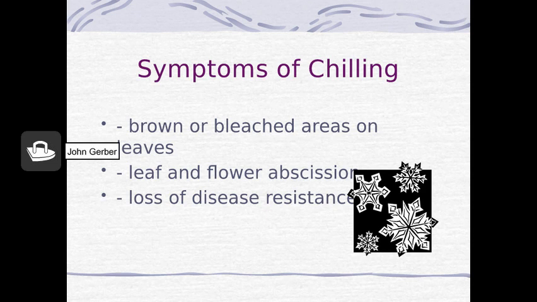Chilling rather than freezing injury happens at temperatures above the freezing temperature. Symptoms include brown or bleached areas in the leaves, a kind of water soaked appearance, and a loss of disease resistance. Sometimes flowers can fall off. These chilling injuries generally happen to warm season or tropical plants that experience cold temperatures.